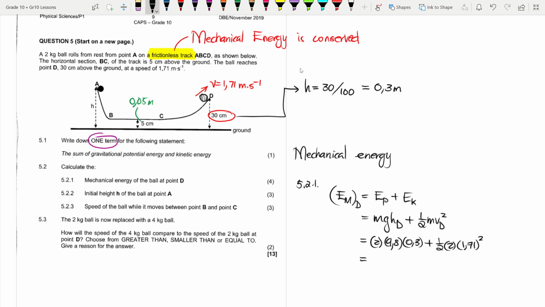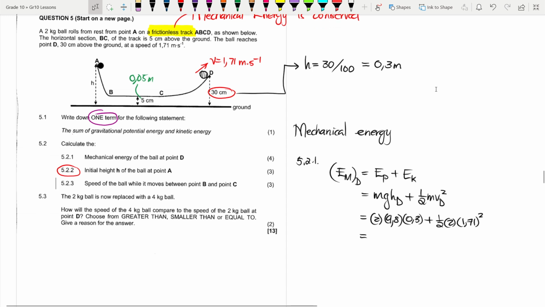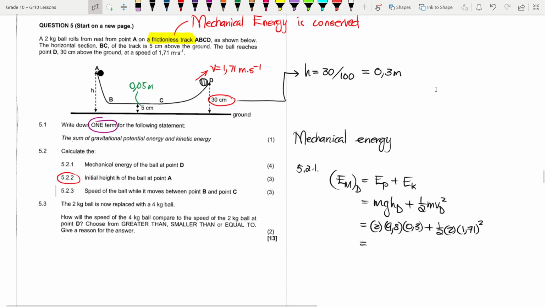So then you find the answer for that, and then I want someone to explain how to find 5.2.2, the initial height h of the ball at point A. How do we answer that one? If you found the answer for this, you can let me know.